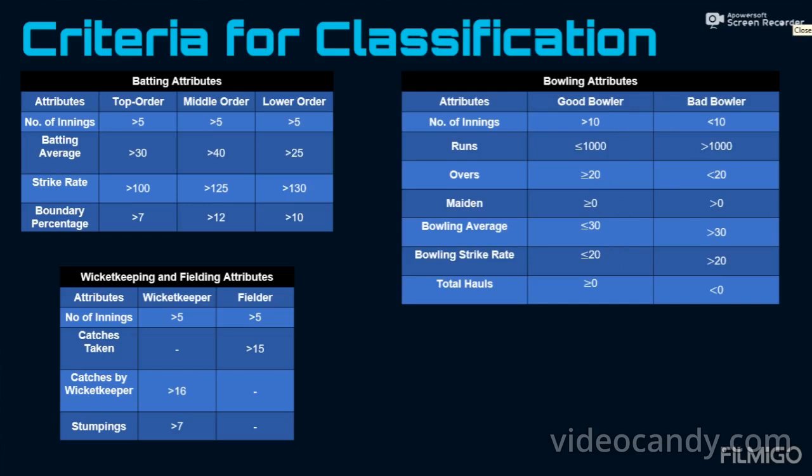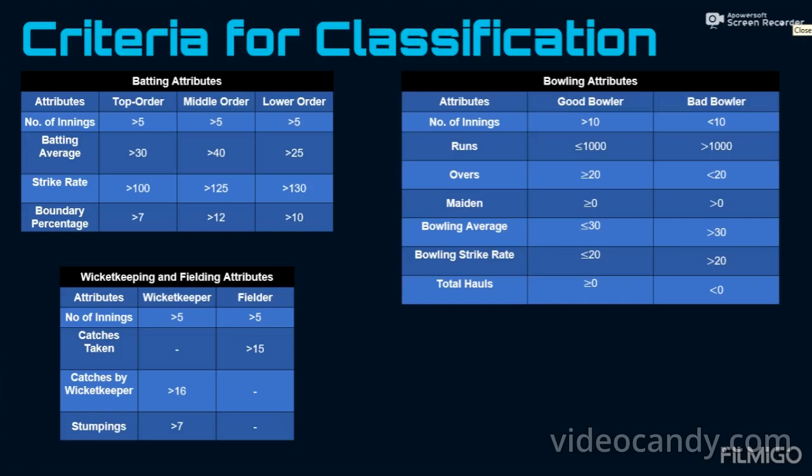And for fielding and wicketkeeping attributes, this is something different. We consider for wicketkeepers number of innings, catches by the wicketkeeper, and stumping. And for fielders, we have used catching performances and match appearances.